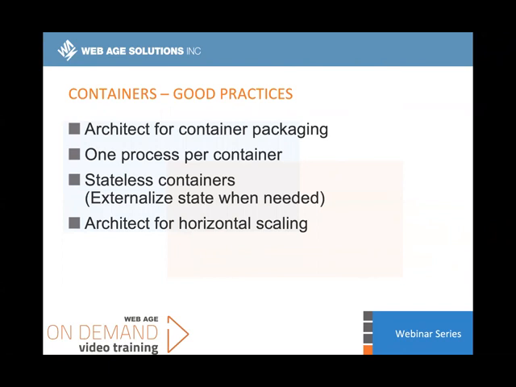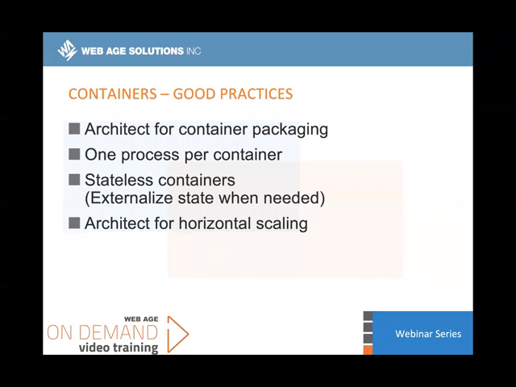And part of the implication for architects here, part of why I'm emphasizing this as a good practice, is you may design a system for container deployment, thinking that, well, I'll only ever deploy one of each kind of container. And you may kind of build some things in that limit your ability for horizontal scaling.